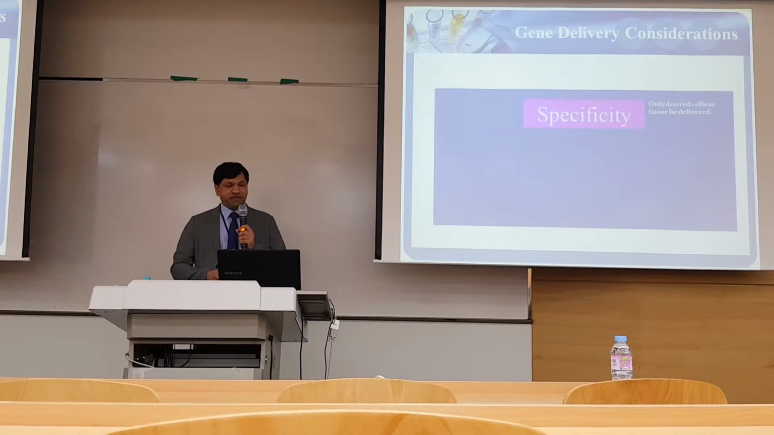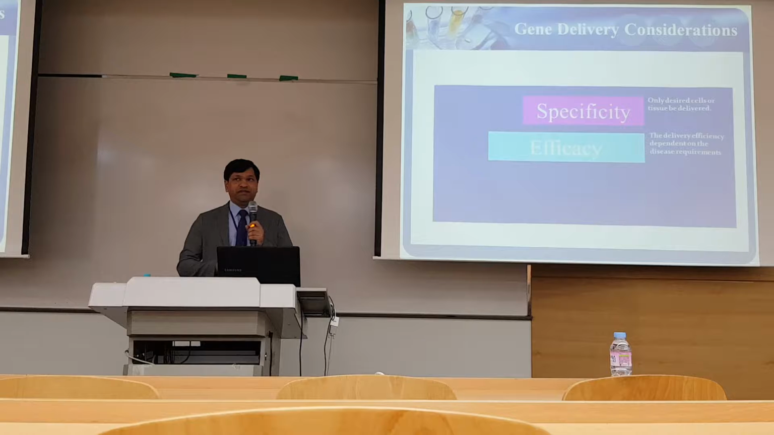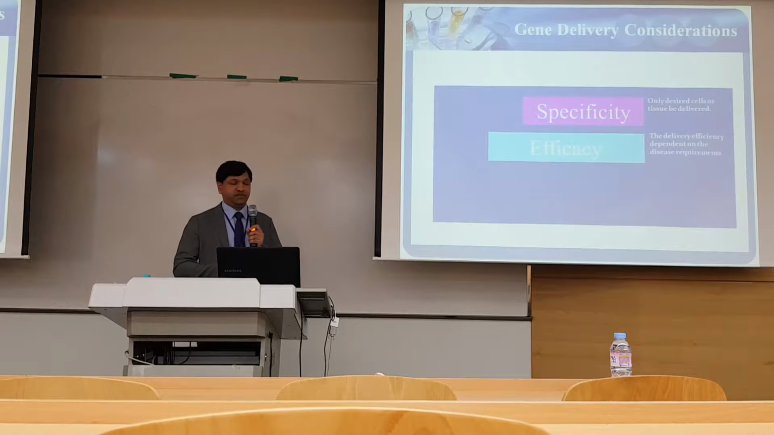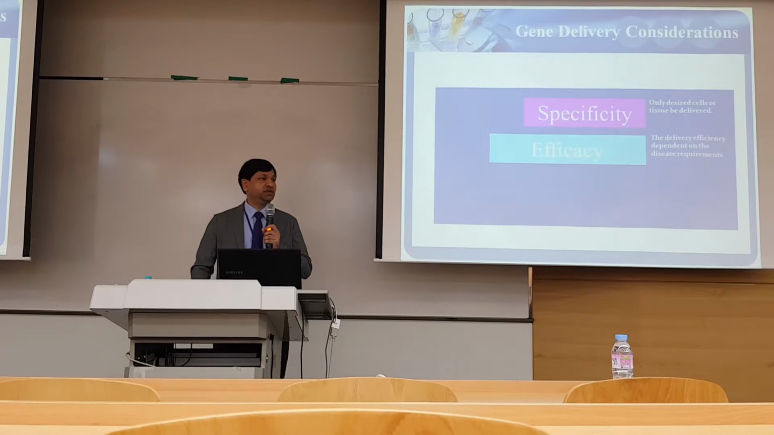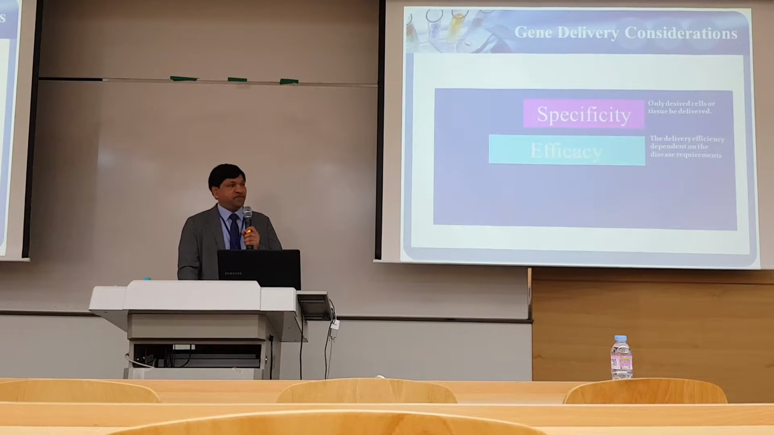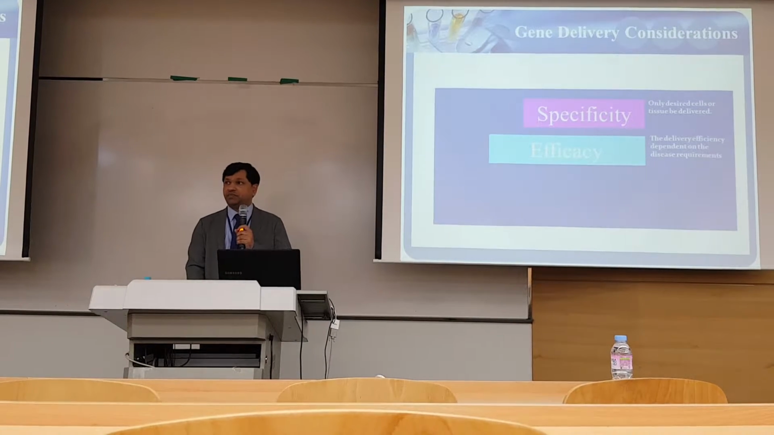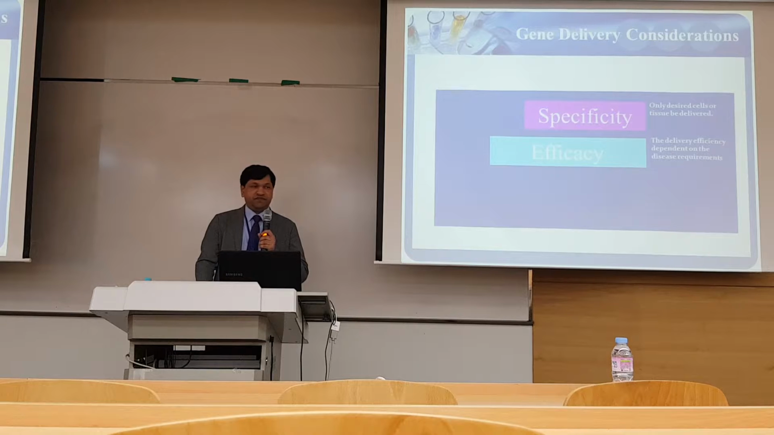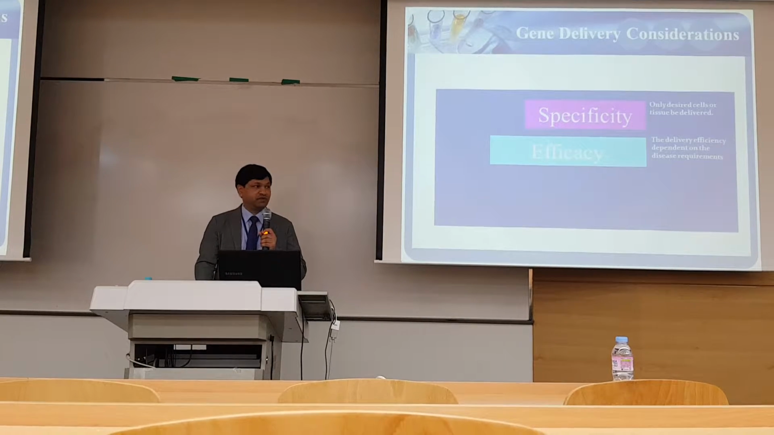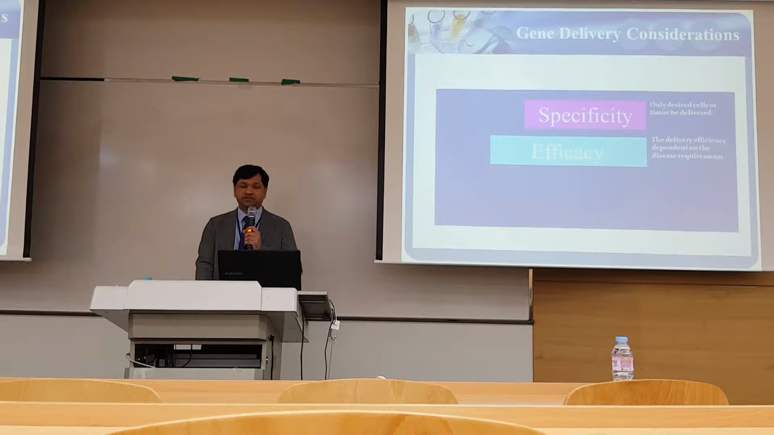So if you see specifically these gene delivery considerations, whatever materials we develop for the gene therapy should be specific enough. It should target only the desired cells, not any other cells throughout the body. It should have efficacy. So the potency is very, very important in order to have a proper therapeutic or clinical effect. The delivery efficiency depends on the different disease requirements, like cancer, cardiovascular disease, or neurodegenerative disorders.